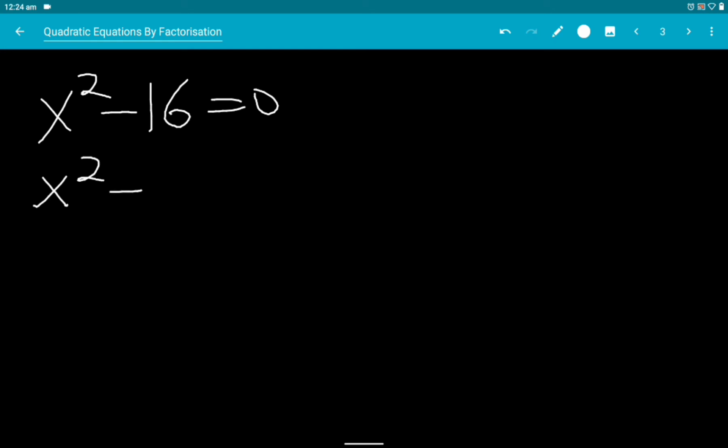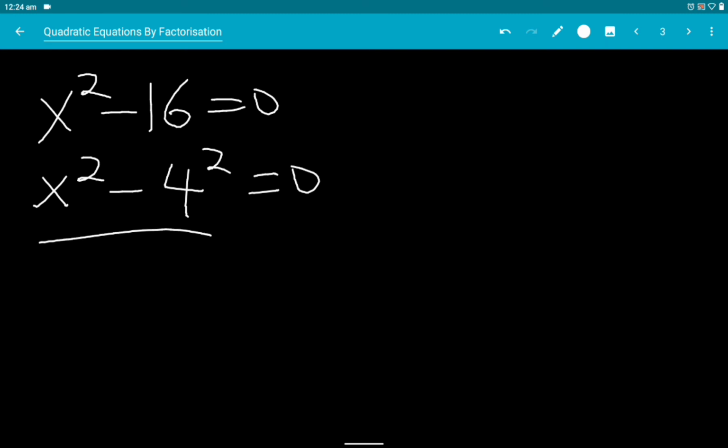So let's go ahead and see another example. Let's say we have x squared minus 16 is equal to 0. How do we solve this problem? Now this is a little bit special in the sense that we can rewrite this equation as x squared minus 4 squared is equal to 0. We know that 4 squared is equal to 16.